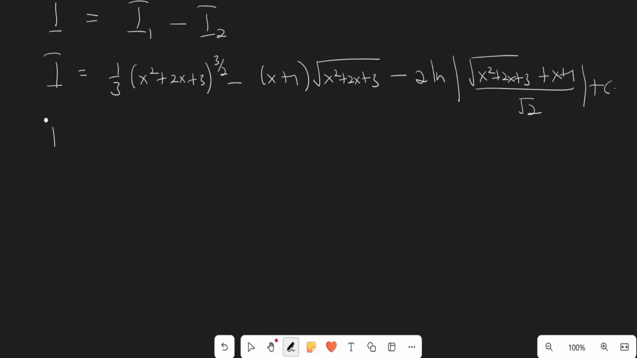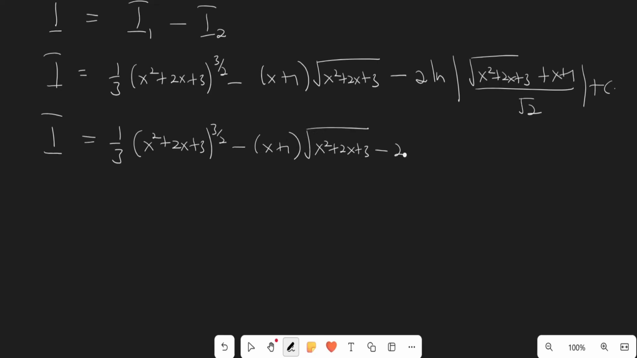Cool result. So now this one is 1/3 times (x squared plus 2x plus 3) raised to the power 3 over 2 minus (x plus 1) times the square root of x squared plus 2x plus 3, then minus 2 times, using the laws of logarithm, that is going to be the ln of the absolute value of the square root of x squared plus 2x plus 3 plus x plus 1 minus the ln of the square root of 2, like this, plus the constant of integration.